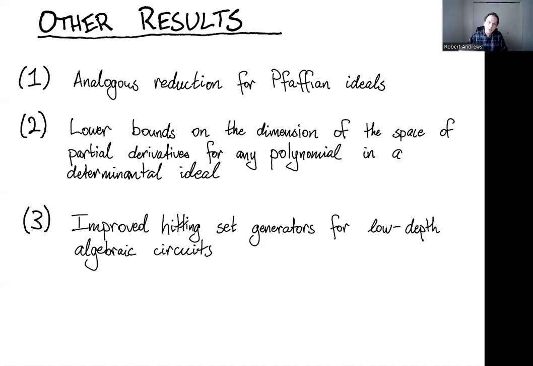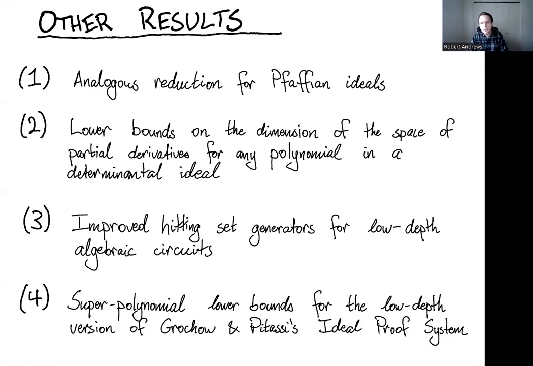Third thing we do is we give some constructions of improved hitting set generators for low depth circuits. And this is related to de-randomizing the polynomial identity testing question. And this is an analog of a pseudorandom generator for this particular setting. And finally, we give super polynomial lower bounds for the low depth version of Grochow-Pitassi's ideal proof system. This is a proof system that operates with polynomials, with ideals, and naturally we have some applications there. So we give a number of different applications of this result, and I encourage you to check out the paper if you're curious about any of these.